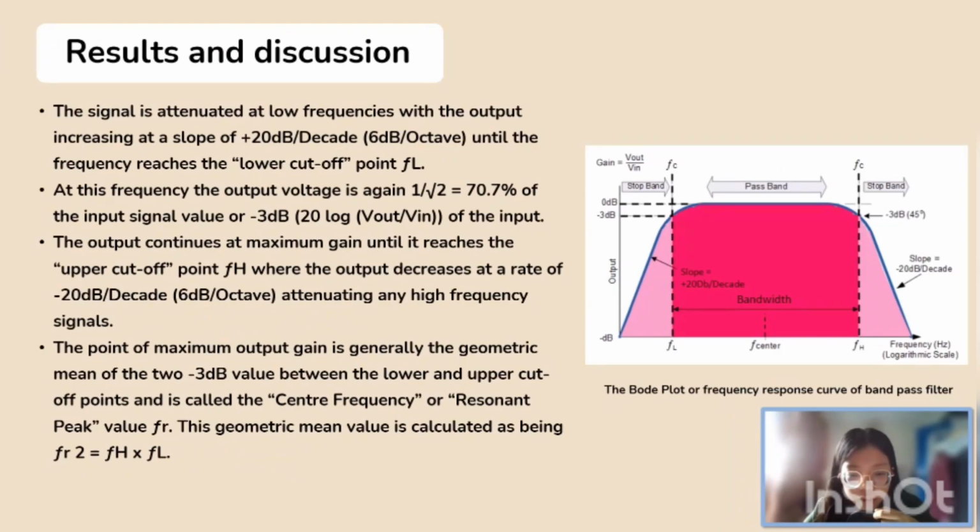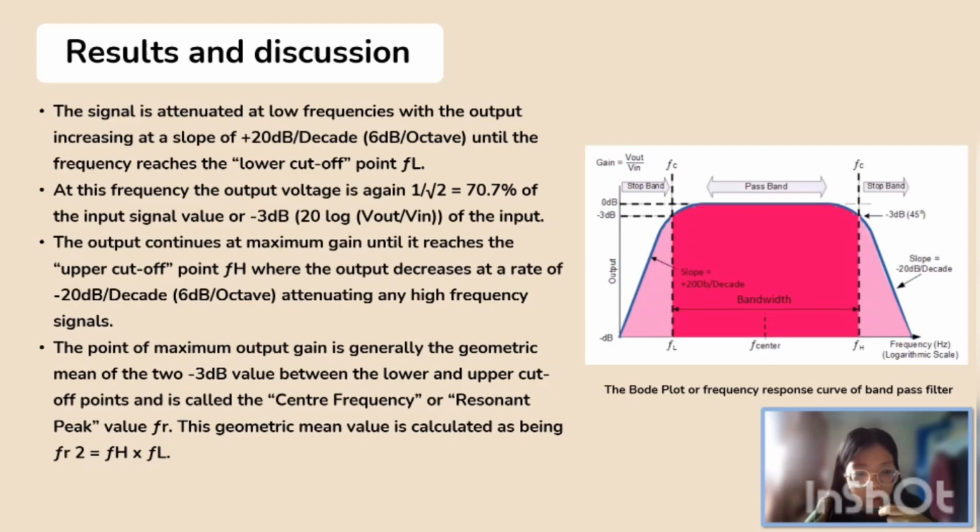So this is the Bode plot, or what we call the frequency response curve of the bandpass filter. The signal is attenuated at low frequency, with the output increasing at a slope of positive 20 dB per decade, or 6 dB per octave, until the frequency reaches the lower cutoff point FL. At this frequency, the output voltage is 1 over root 2, equal to 70.7% of the input signal value, or negative 3 dB, 20 log Vout over Vin.